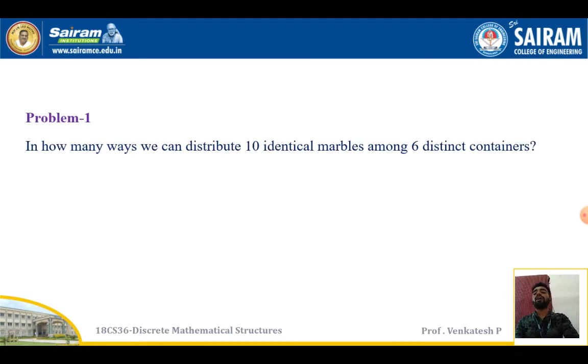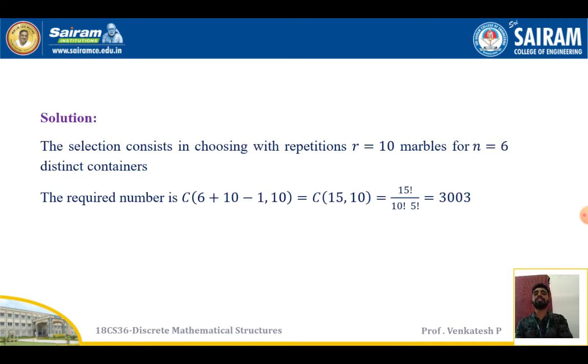Problems. In how many ways can we distribute 10 identical marbles among 6 distinct containers? The first thing is to identify what is n and what is r. Here we are choosing with repetition, so r is equal to 10 marbles and n is equal to 6 distinct containers. So in the formula I'll be replacing r with 10 and n with 6.